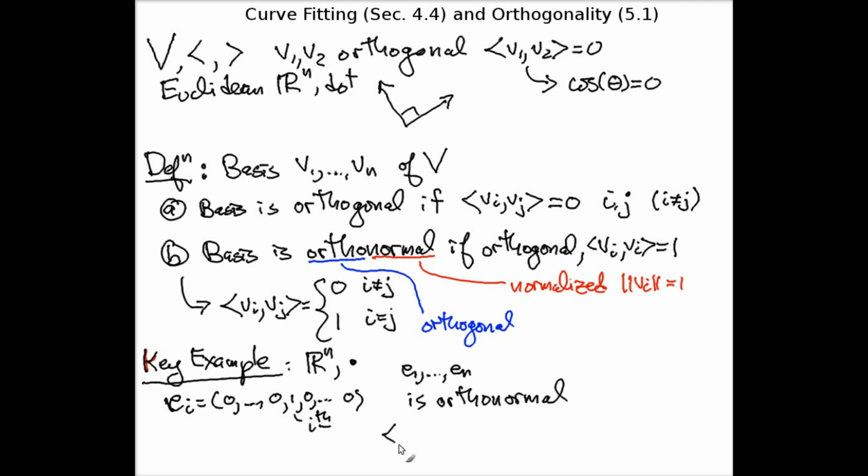Right? Because it's clear. What is <e_i, e_j>? Well, if i is not equal to j, the 1's are in different places, so you get 0. Whereas if i is equal to j, the 1's are in the same place, so you get 1.